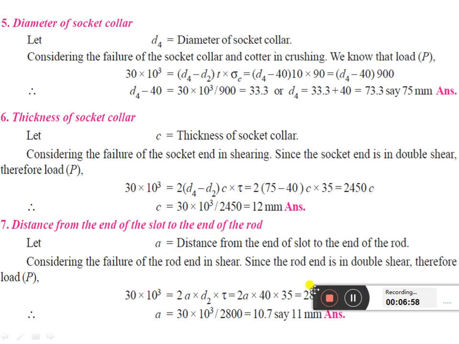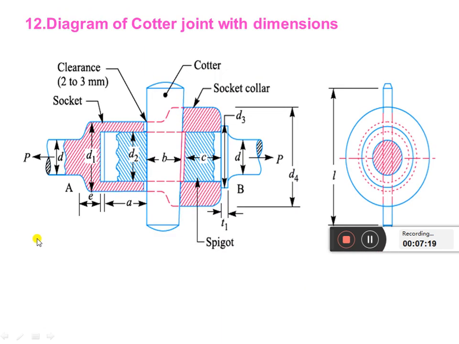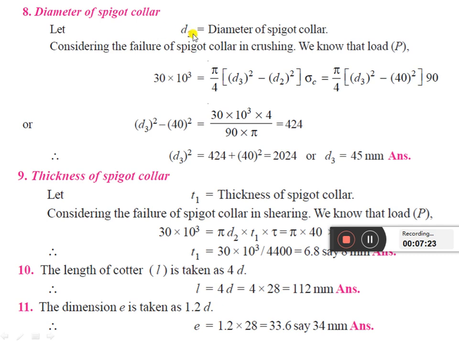Then step 7, distance from the end of the slot to the end of the rod. A we have to calculate considering the failure of rod end in shear, that is P equal to 2a d2 into tau. Substitute all the values, that is d2, tau and P, and find out the value of a. Then next step 8, diameter of the spigot collar, that is d3. Considering the failure of spigot collar in crushing, P equal to pi by 4 d3 square minus d2 square into sigma c. Substitute all the values; d2 we already found, P we know and sigma c we know. Find d3, which is equal to 45 mm.